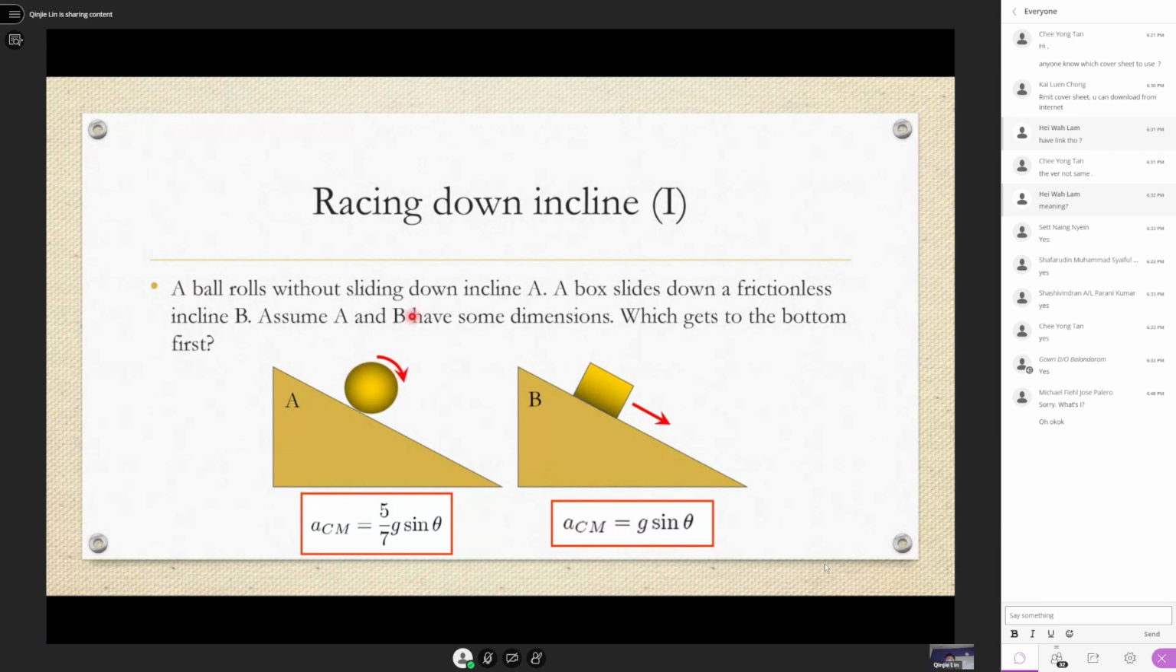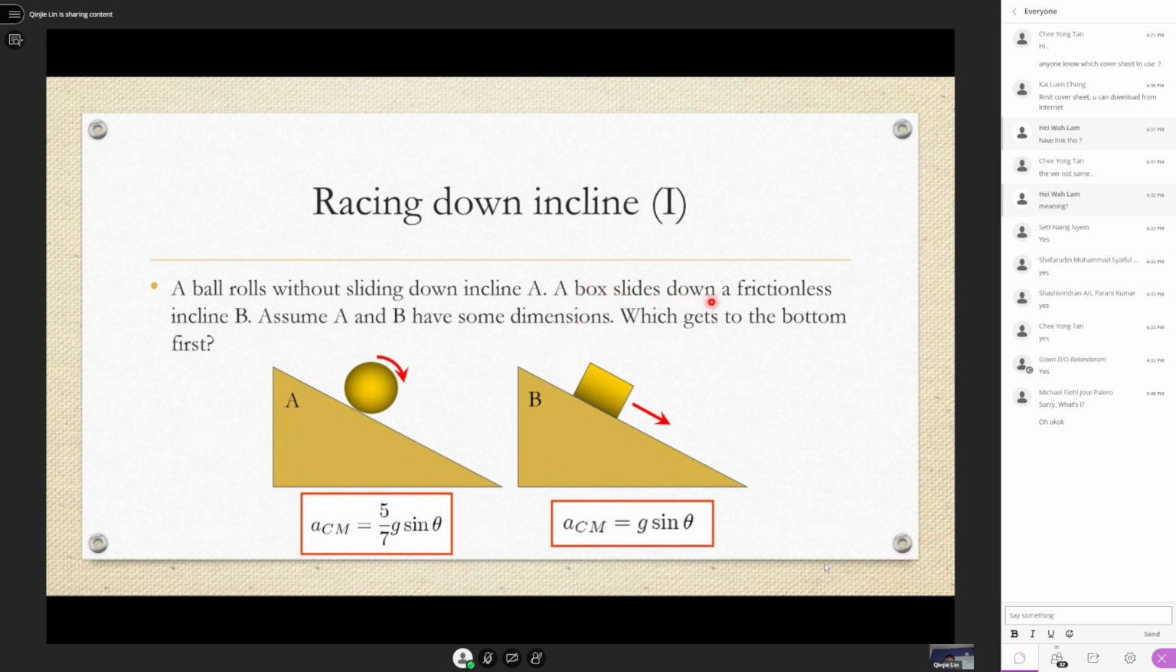Racing down an incline. A ball rolls without sliding down incline A. A is this figure where you have this ball, the one that we have been going through, a sphere, rolling down the incline. Just now we have calculated that the acceleration of this is actually 5/7 g sin theta. Then you compare this with B.